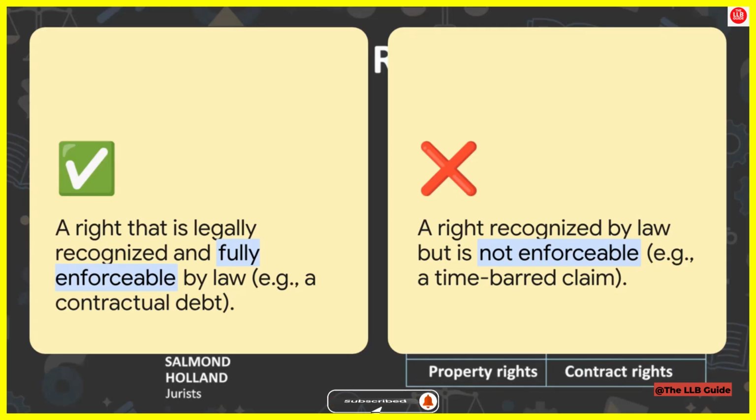So the first distinction is really straightforward. Can you enforce it in court? A perfect right is one a court will absolutely enforce, like your right to get paid under a valid contract. An imperfect right, on the other hand, is one that the law recognizes exists, but for some reason you can't enforce it. The classic example here is a debt that's become time-barred by the statute of limitations. The right to the money is still there in theory, but you've lost the legal power to sue for it.